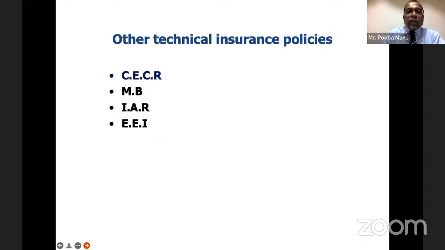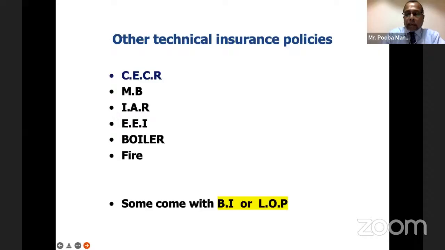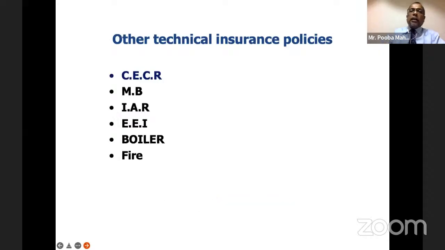Now, there are loads of other technical insurance policies. Again, I was telling Mr. Alok and Mr. Manoj that I'm not selling insurance in this course. I don't sell products. I advise and guide engineers, insurance companies, reinsurance companies about the product. So again, I just want to share with you all, there are few technical products.